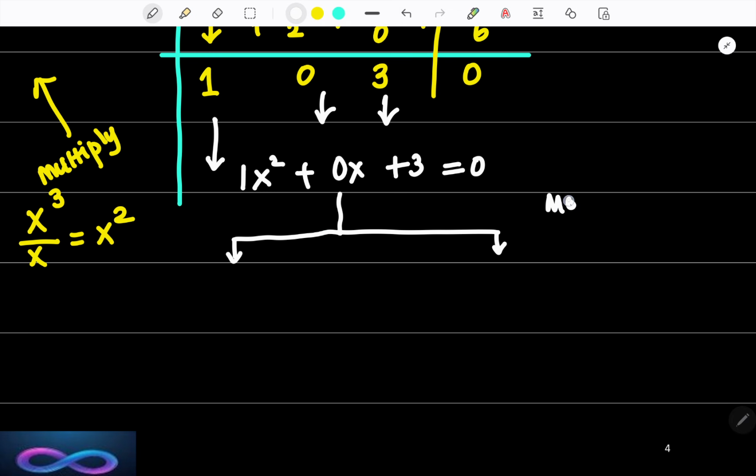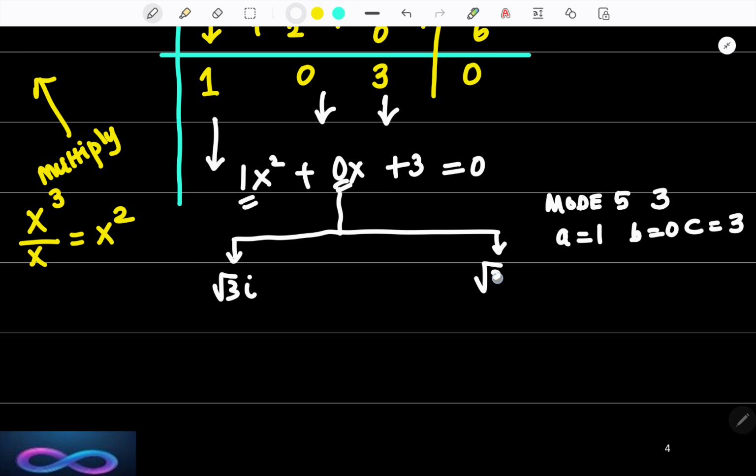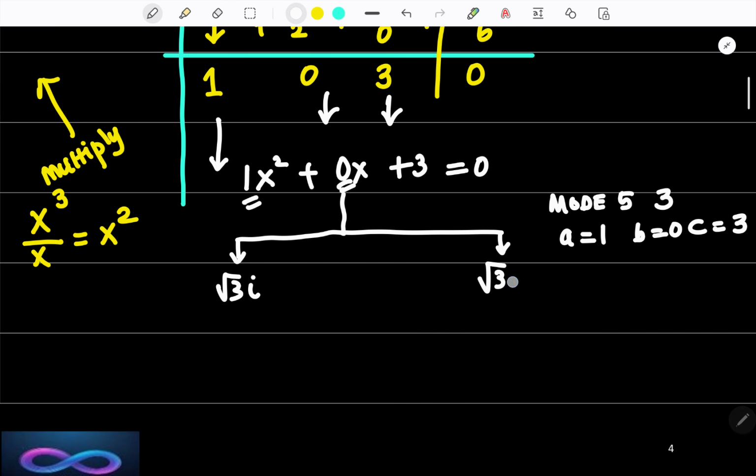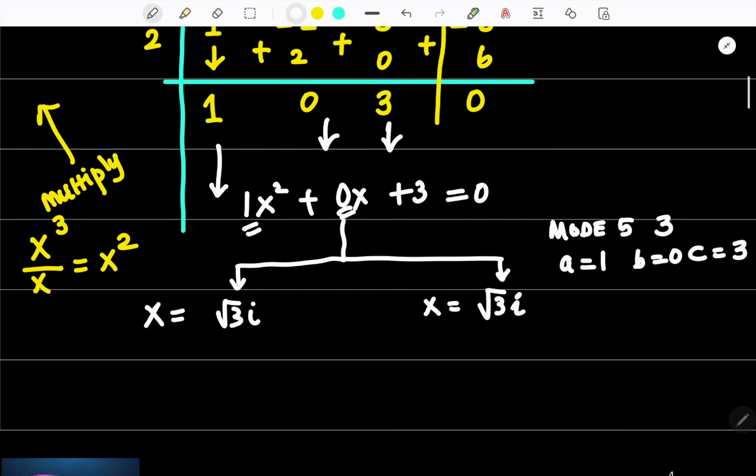Okay. Use mode 5 and then 3. When I use mode 5, 3, the calculator will ask you A equals, B equals, C equals. A equals what? 1. B equals what? 0. And C equals what? 3. If you give it in the calculator, you will get root 3i and minus root 3i. Always complex roots occur in what? Pairs. Right.